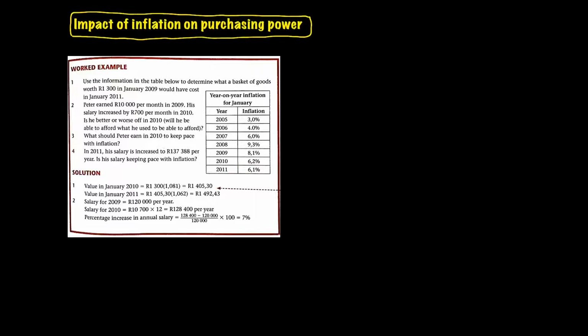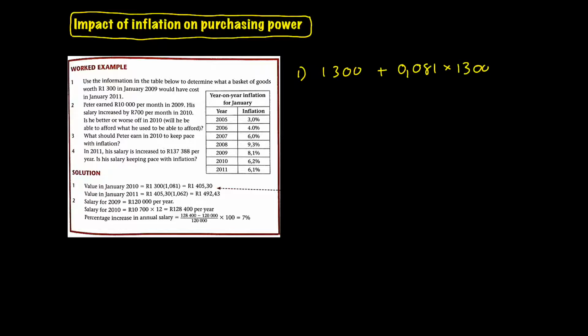So if we look at the solution, we are increasing the value of 1,300 Rand by 1,081. Now, where that comes from is that it's related to the simple interest formula, but it's calculated like this as well. So let's have a look at number 1. If we say the initial amount was 1,300, and then we add to that 0,081 of 1,300. So that's how you've worked it out in the past.